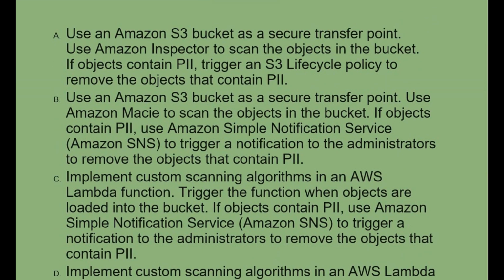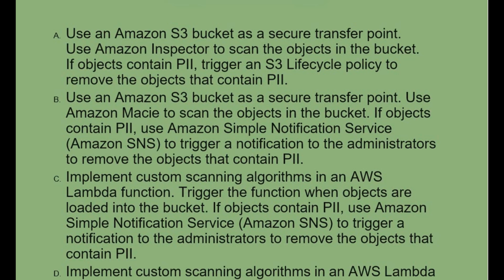Option A, use an Amazon S3 bucket as a secure transfer point. Use Amazon Inspector to scan the objects in the bucket. If objects contain PII, trigger an S3 lifecycle policy to remove the objects that contain PII. Option B, use an Amazon S3 bucket as a secure transfer point. Use Amazon Macie to scan the objects in the bucket. If objects contain PII, use Amazon Simple Notification Service Amazon SNS to trigger a notification to the administrators to remove the objects that contain PII.